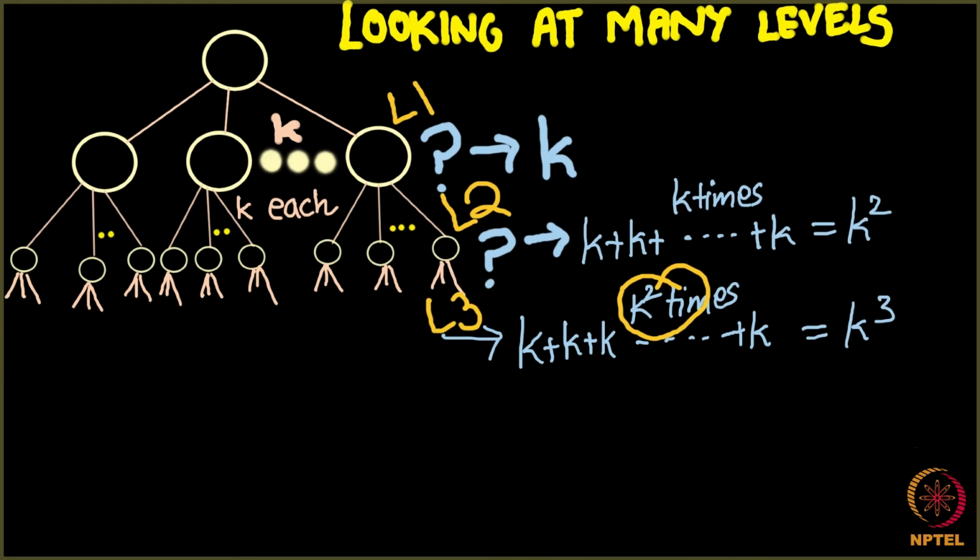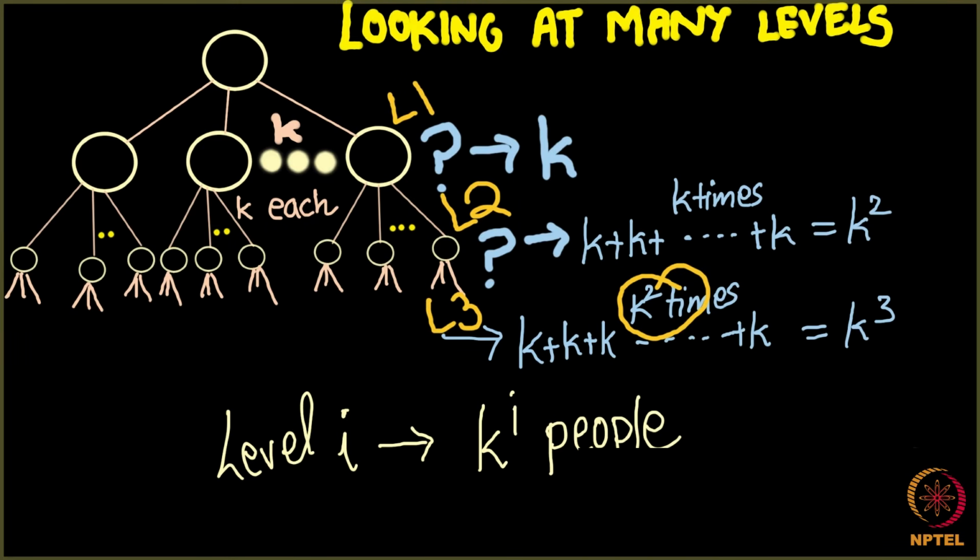If I ask you the question, what is the number of people at level i? At level 1 we had k people, k to the power 1. At level 2 we had k square people, k to the power 2. At level 3 we had k to the power 3. Similarly, at level i we are going to have k to the power i people. So we have looked at how the number of people increases at different levels.